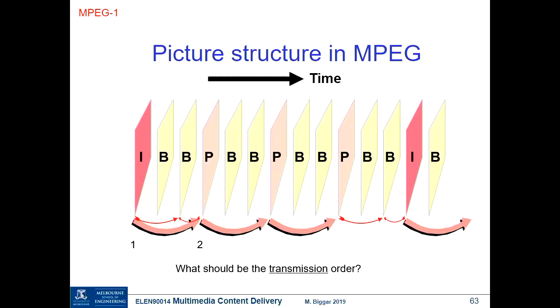Yeah? Okay, so indeed, once we've sent this P picture, then we can encode and send this B, we can encode and send this B. So what's going to be the next one? The second P, that's right. This one will be the next. That's right. So the sequence will be as shown. The decoder will store them in the buffer, that's right.